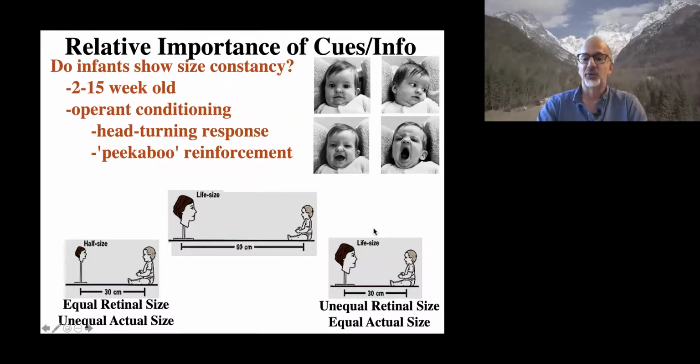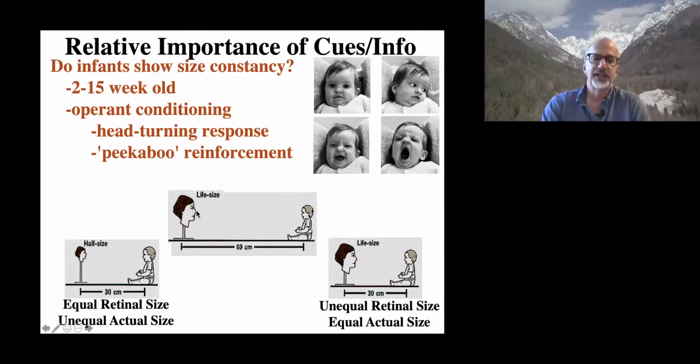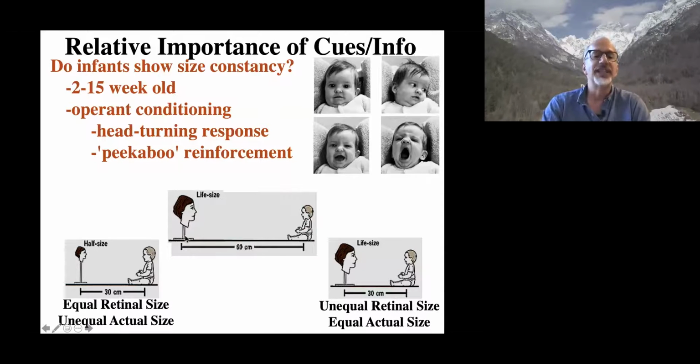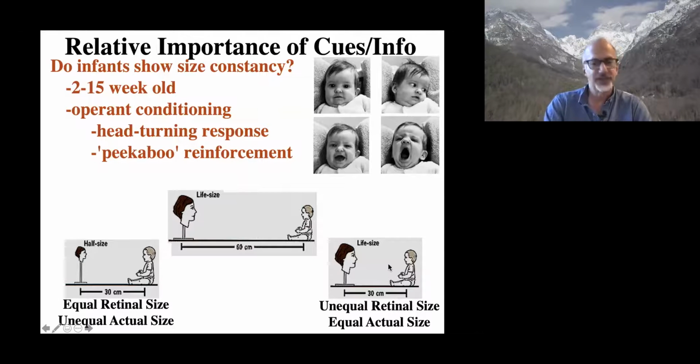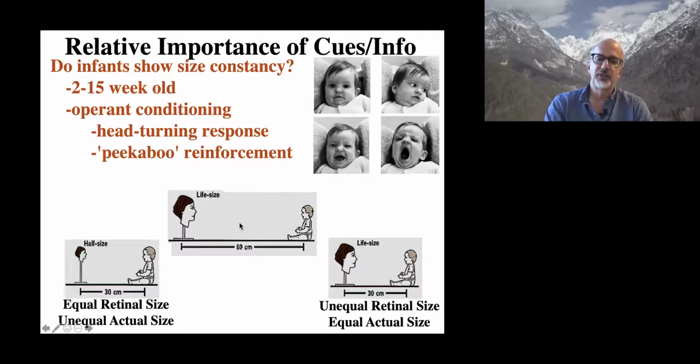It is an equal actual size to the original. So when this says equal retinal size, this is comparing it to the original. When it says unequal actual size, it's comparing it to the original one that the infant was trained to. Same thing here. Unequal retinal size to the original one the infant was trained to, but equal actual size to the one the infant was trained to.